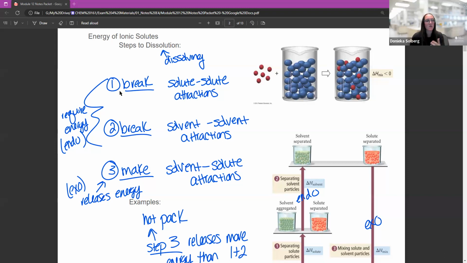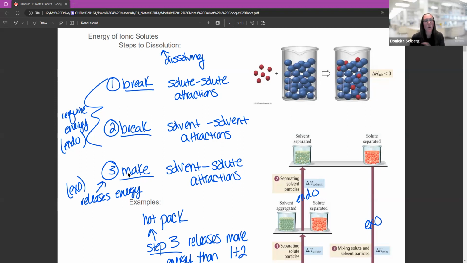So dissolution again means dissolving. In order to dissolve something, we have to break up the solute attraction, so we have to break up the red attractions. We also have to break up some of the blue attractions. And then when we put them together, they make new attractions. So remember, breaking things is endothermic. Those two things require energy. And making things is exothermic. It releases energy. So of those three steps for dissolving something, two are endothermic and one is exothermic.